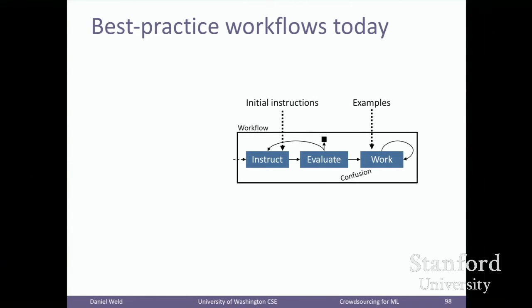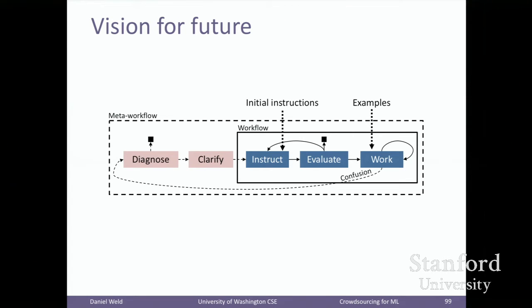So again, here's a standard workflow: we might start out with some instructions and teach the worker how to do the task. And then we're going to evaluate them to make sure that they really do understand the task. And if not, we'll go back and teach them some more. And then we'll go out and actually get some work done. What we're proposing, and this is Jonathan Bragg's PhD thesis, is a meta workflow which combines actions from the crowd workers with actions from the requester. So we're giving the requester a couple of micro tasks to do too.